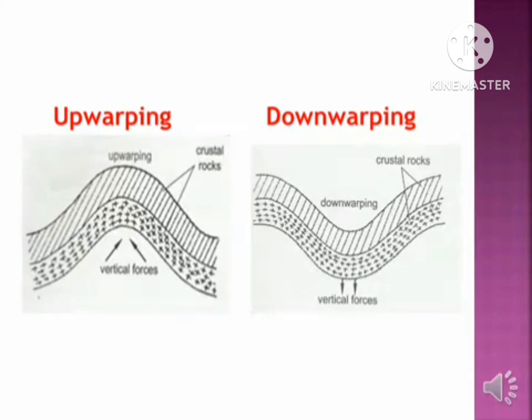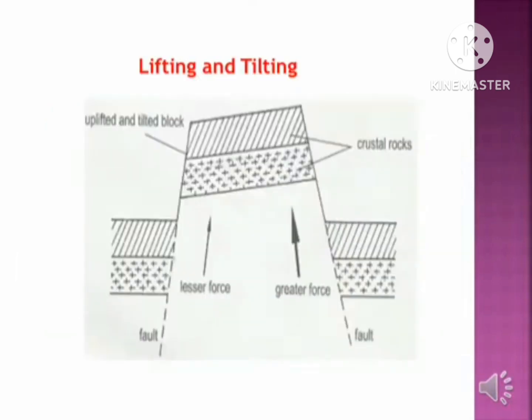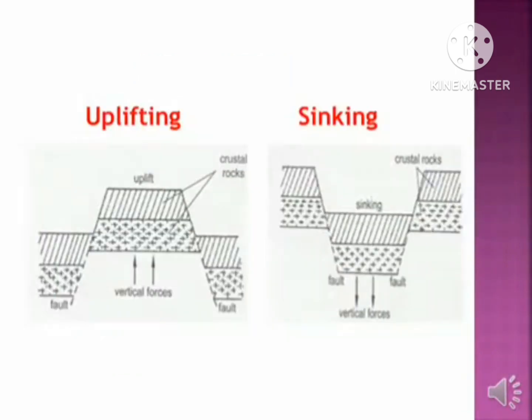In this diagram, you can see upwarping and downwarping of the crust rocks, respectively. Here we have lifting and tilting happening at the same time on the Earth's surface. Here you can see uplifting, like in the case of formation of block mountains. And in the second diagram, we have sinking, like in the formation of rift valleys.